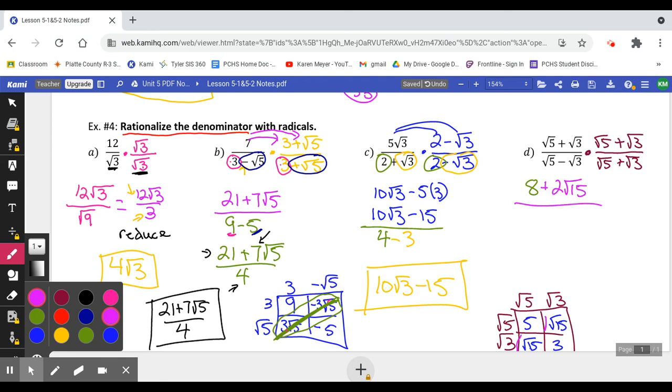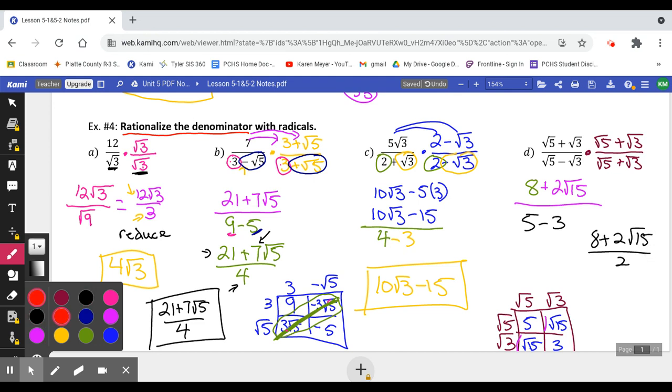Now on the bottom, first times first. Square root of 5 times square root of 5 is square root of 25, which is just 5. Negative square root of 3 times positive square root of 3, well, negative wins. Square root of 3 times square root of 3 is square root of 9, and square root of 9 is 3. So you're looking at 8 plus 2 square root of 15 all over 2.